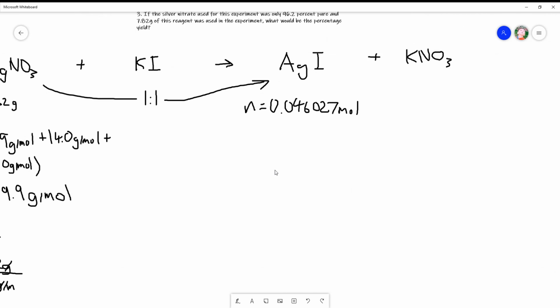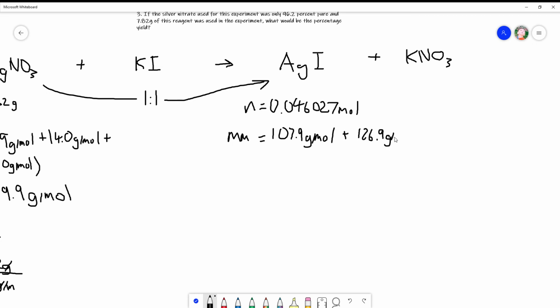And now all we have to do is just find the mass of silver iodide. And to do this, we need the molar mass of silver iodide. And this can be calculated by taking the molar mass of silver, which is 107.9 grams per mole, plus the molar mass of iodine, which is 126.9 grams per mole. And this comes to a total of 234.8 grams per mole.